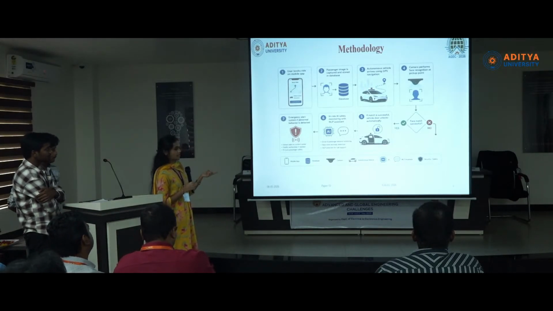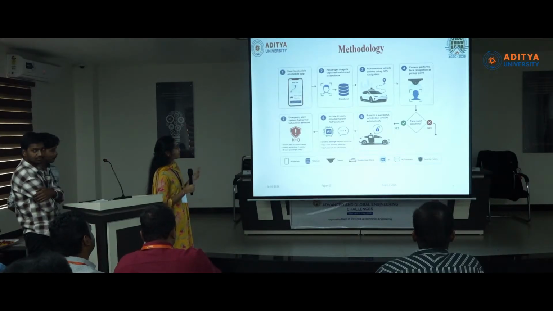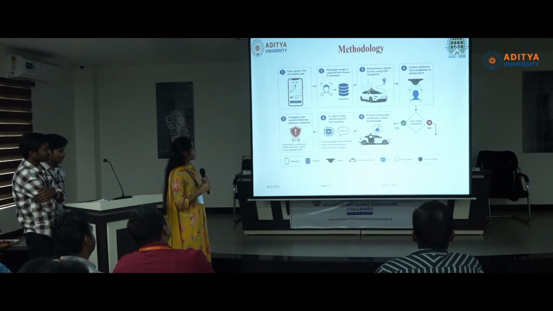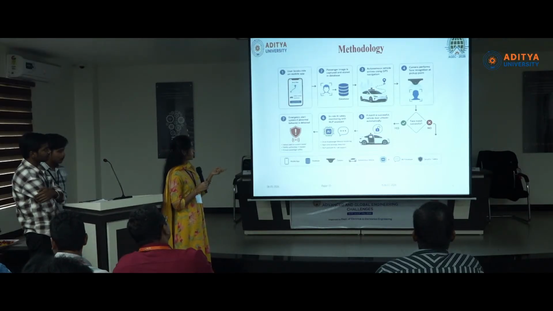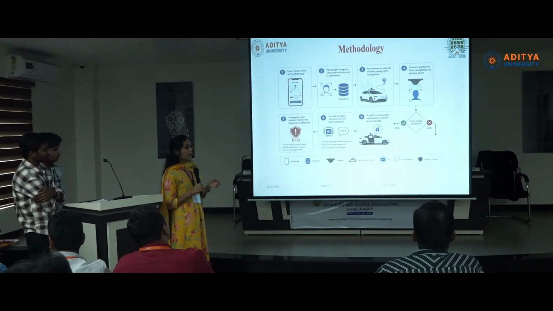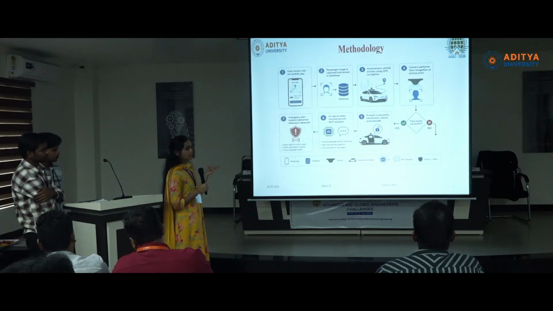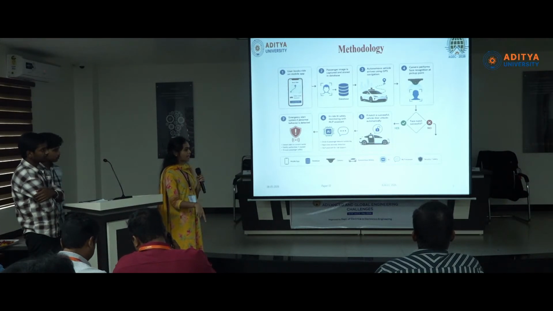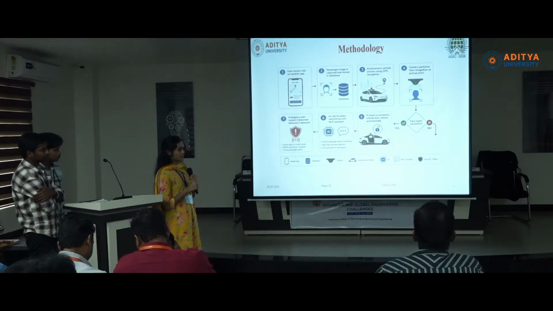The methodology is given in detail here. The user books a ride using any ride-sharing platform, and the user details are stored in the database along with the passenger image captured at the time of the booking. The autonomous vehicle arrives using GPS navigation exactly to the passenger's location. After arriving at the passenger's location, the camera performs face recognition at the pickup.